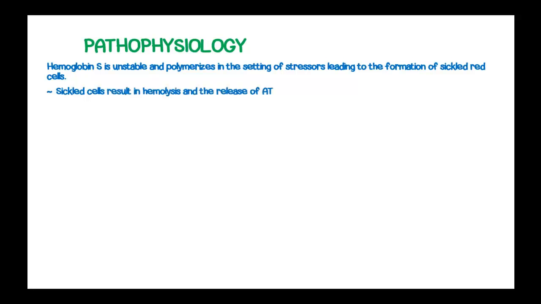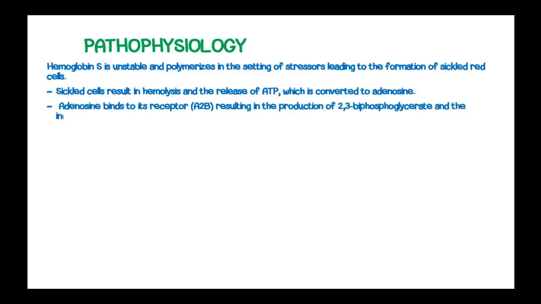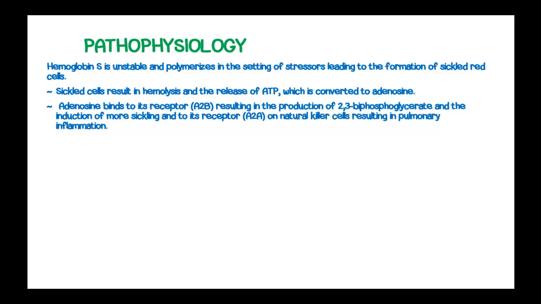Hemoglobin S is unstable and polymerizes in the setting of stresses, leading to the formation of a sickled red blood cell. These sickled cells result in hemolysis and release of adenosine triphosphate, which is then converted to adenosine. Adenosine binds to its receptor known as A2B, resulting in production of 2,3-bisphosphoglycerate and induction of more sickling, and to its receptor A2A on the natural killer cells, resulting in pulmonary inflammation.